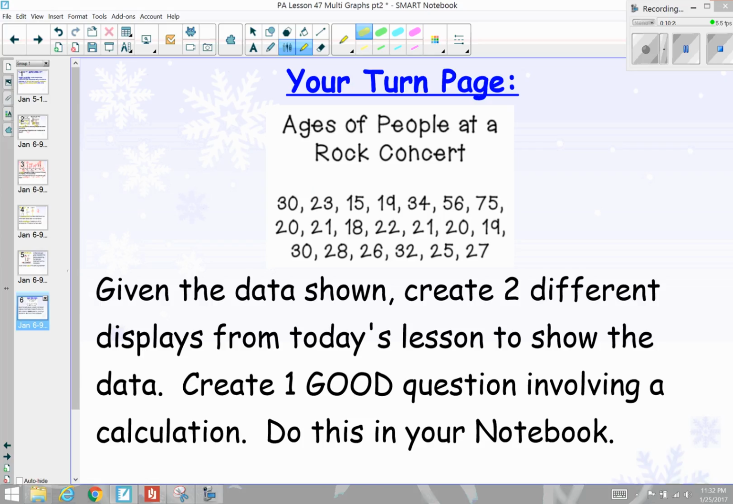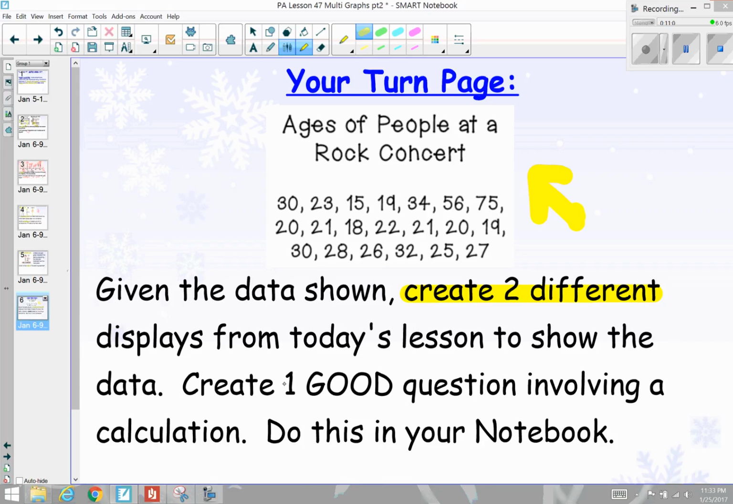Okay, for the year turn page, here is a set of data that I'd like for you to try. It's the ages of people at a rock concert. I went to a concert recently. It was so much fun. All of my friends went. So these were the different ages that were given. And I want you to, given this set of data, create two different types of displays of the ones that we talked about today.